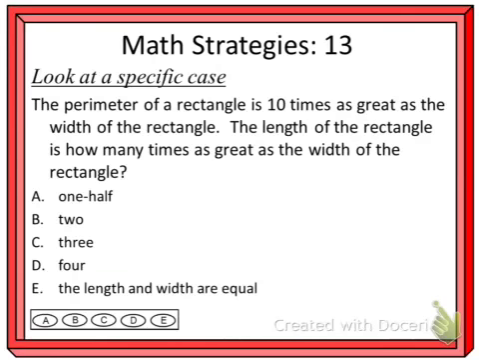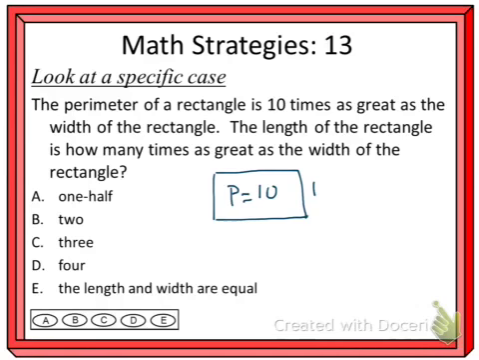So on this one, the perimeter of a rectangle is 10 times as great as the width of the rectangle. The length of the rectangle is how many times as great as the width of the rectangle. So let's just pick ourselves a specific case here, something very simple. Let's choose a width of 1. So this means our perimeter is equal to 10.